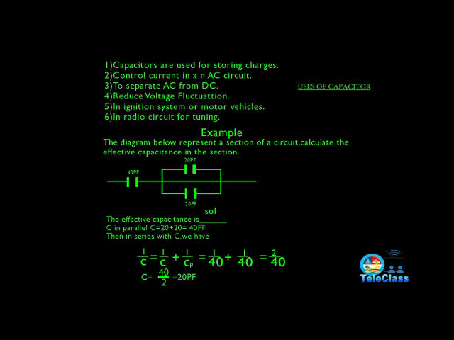Now, we take some uses of capacitors. Capacitors have some uses. One of the uses of a capacitor, like we said, is to store electric charges or energy. Another use is that it can be used to control current in an alternating current, which is AC. It can also be used to separate alternating current from direct current, that's AC from DC. It can be used also to reduce voltage fluctuations, and it can also be used in the ignition system of motor vehicles. Also, it can be used in radio circuits for tuning. We have other uses.